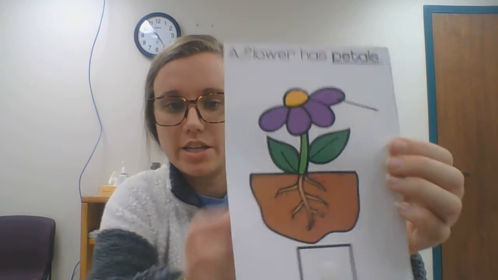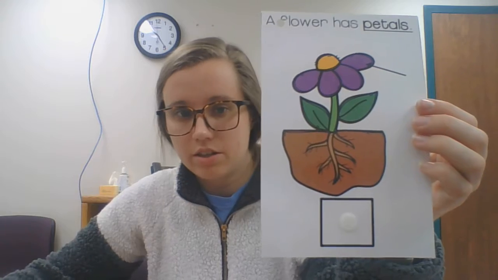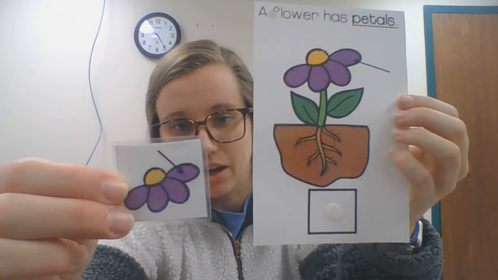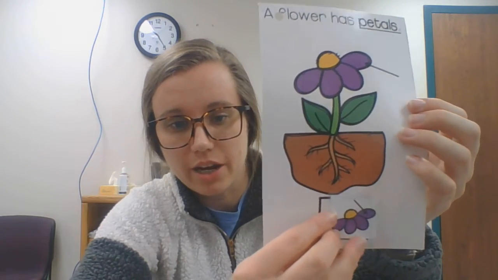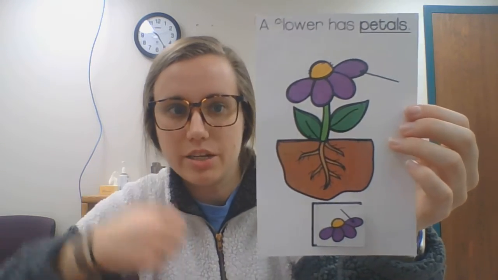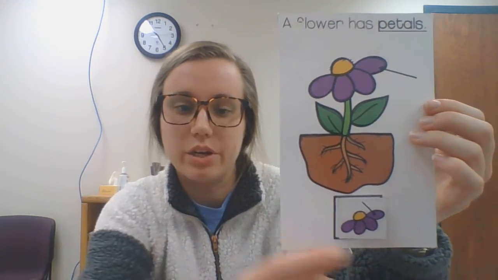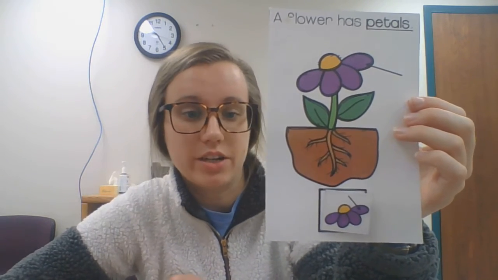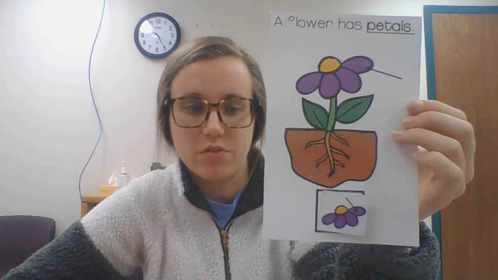Next, a flower has petals, okay? So really look at our arrow. The arrow shows the purple petals here, okay? Some flowers might have white petals or blue petals. It kind of depends on the flower, okay? But this flower has purple petals here. And some petals look way different, so maybe you'll have to go outside and see some different shaped petals.